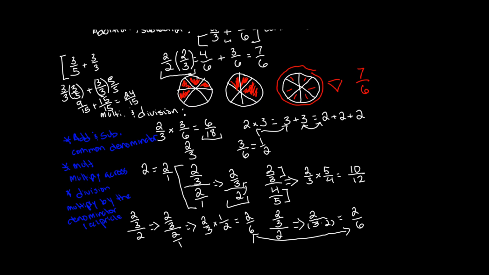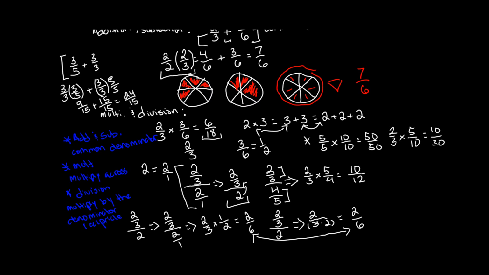Now multiplication, we just multiply across. Doesn't matter what it is. We'll do another example over here, and we'll say 5 over 5 times 10 over 10. You just multiply across. That's 50 over 50 because 5 times 10 is 50. Same with 2 over 3 times 5 over 10. 2 times 5 is 10. 3 times 10, 30. Easy, right?